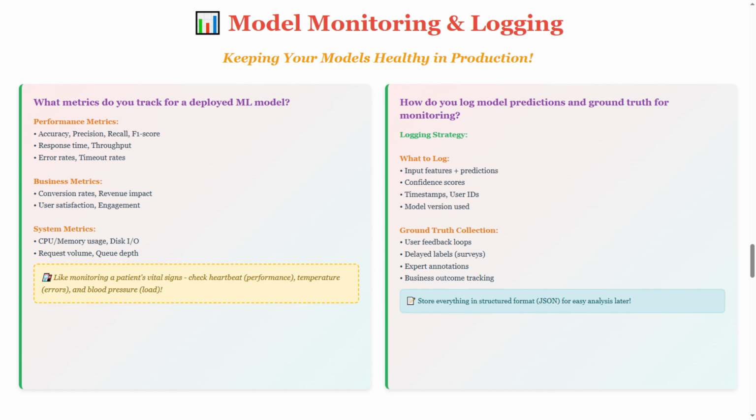Second question: how do you log model predictions and ground truth for monitoring? The logging strategy includes what to log: input features plus predictions, confidence scores, timestamps and user IDs, and model version used. Ground truth collection involves user feedback loops, delayed labels from surveys, expert annotations, and business outcome tracking. The tips section reminds us: store everything in structured format like JSON for easy analysis later.